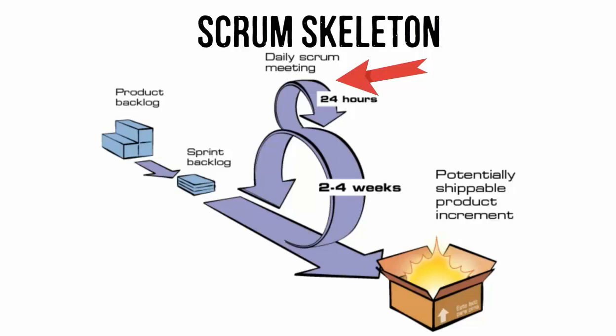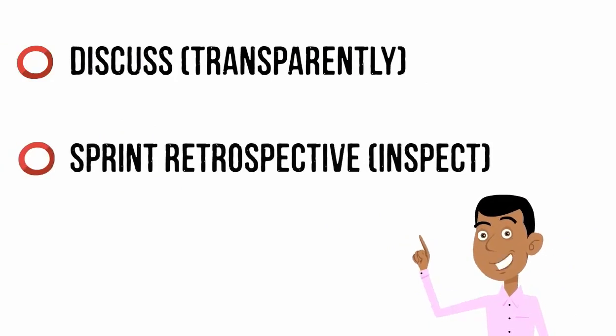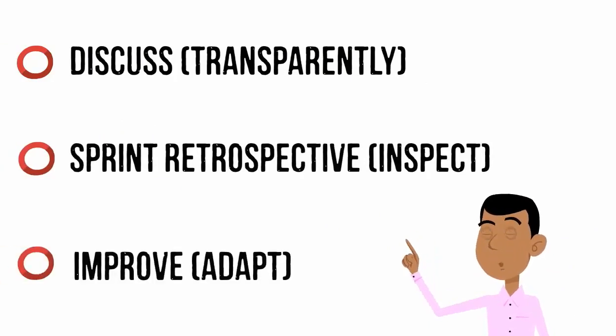At the end of a sprint, the team deliver a potentially shippable increment of the product. The business can review the increment in a sprint review and then release the new features to the world if they so wish. The team then discuss, transparently, their progress during the sprint in a sprint retrospective, inspect, so they can improve, adapt on things that need improvement or retain things that are going well.